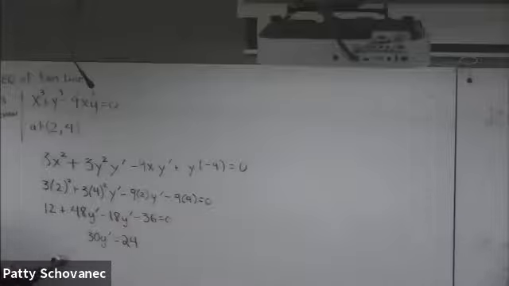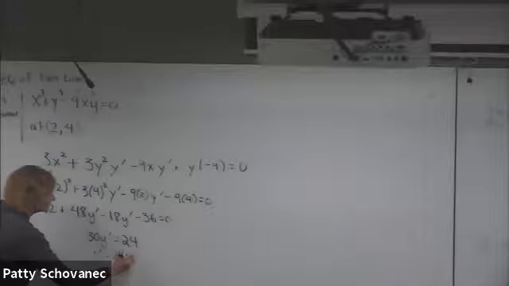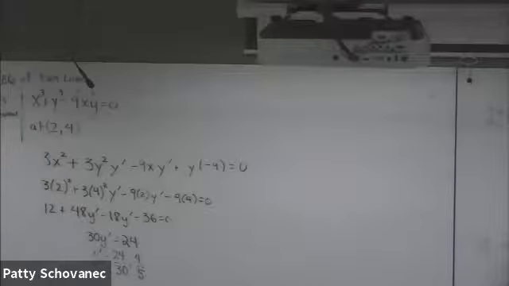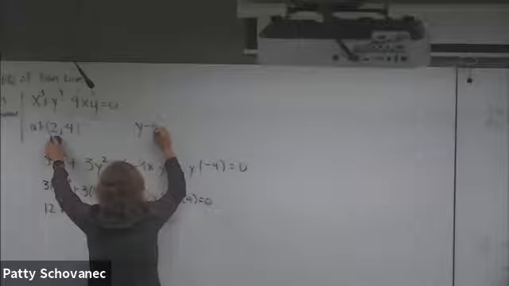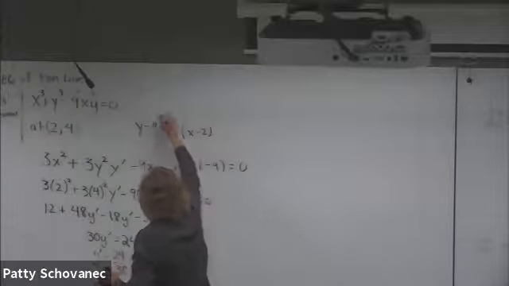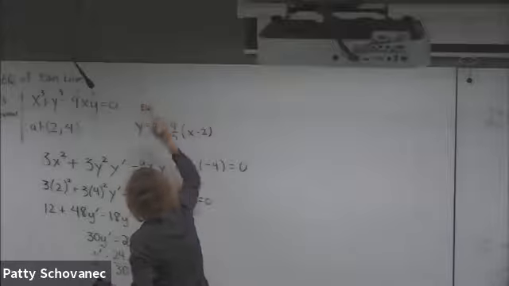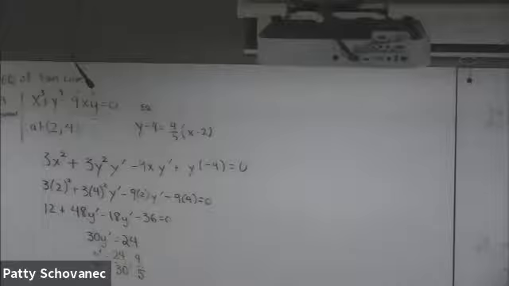Now divide by 30. 24 over 30 is our slope. Those are both divisible by 6. I'm getting a slope of 4/5. On the answer sheet, the equation should be y minus 4 is 4/5 times x minus 2. And on the test, that is sufficient. Absolutely sufficient. Yes, ma'am.